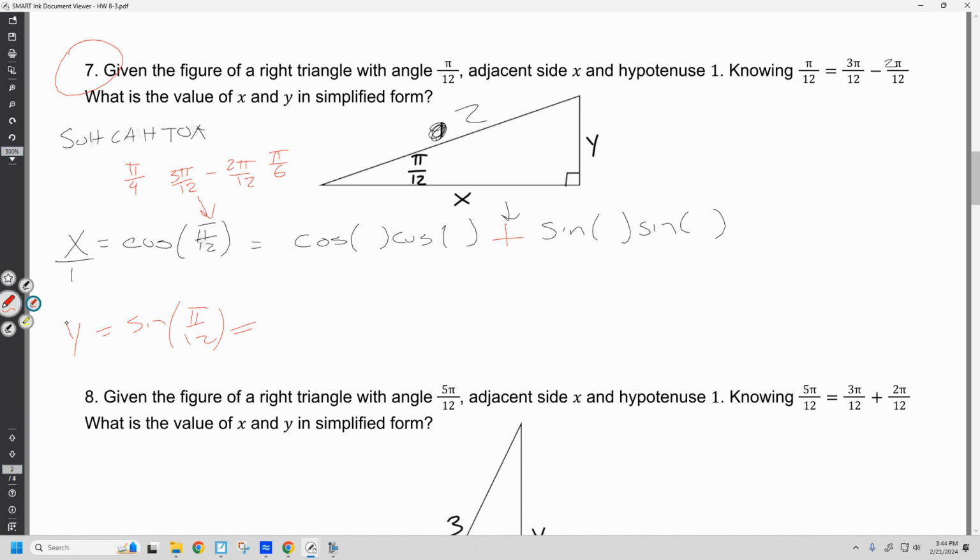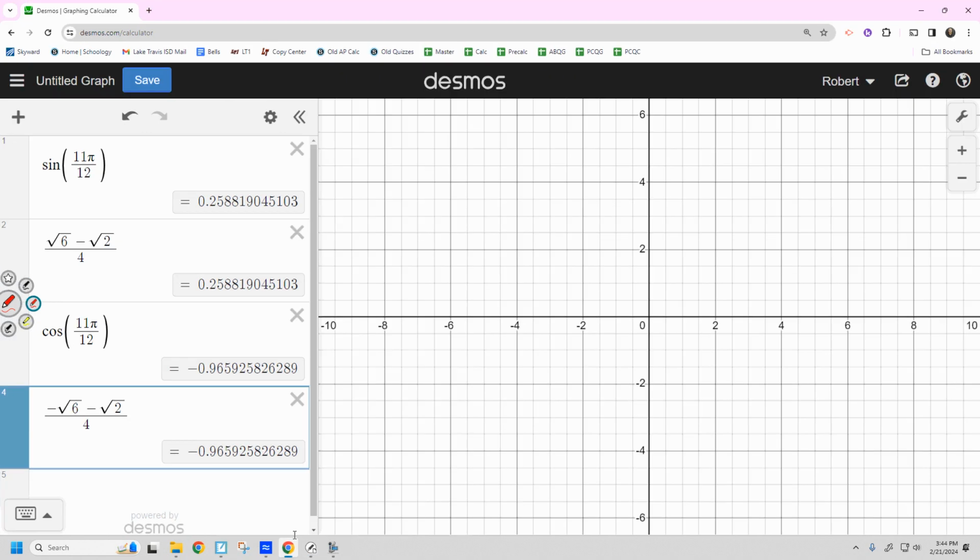And as you're doing your homework, if you want to check your answers, go ahead and plug it into your calculator. What does your calculator say sine of 11 pi over 12 is? Bam. You find it. Bam.